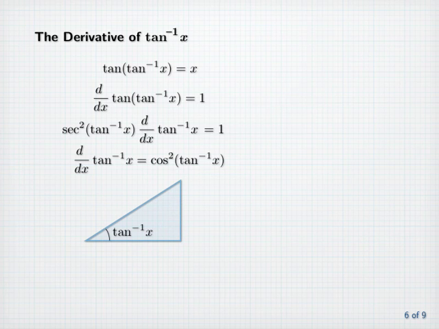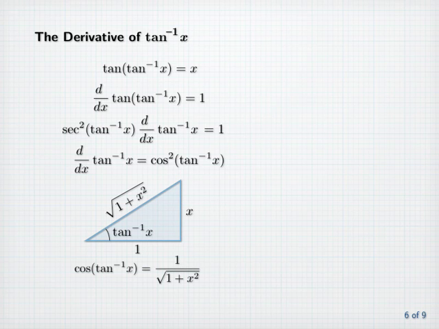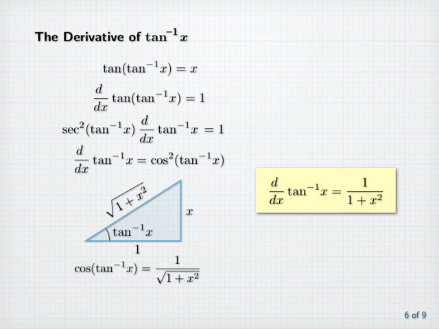Then the tangent of that angle is x, so we can label the opposite side x and the adjacent side 1. That makes the hypotenuse have length square root of 1 plus x squared. Thus the cosine of that angle is 1 over the square root of 1 plus x squared. Squaring that gives us 1 over 1 plus x squared as the derivative of inverse tangent x.